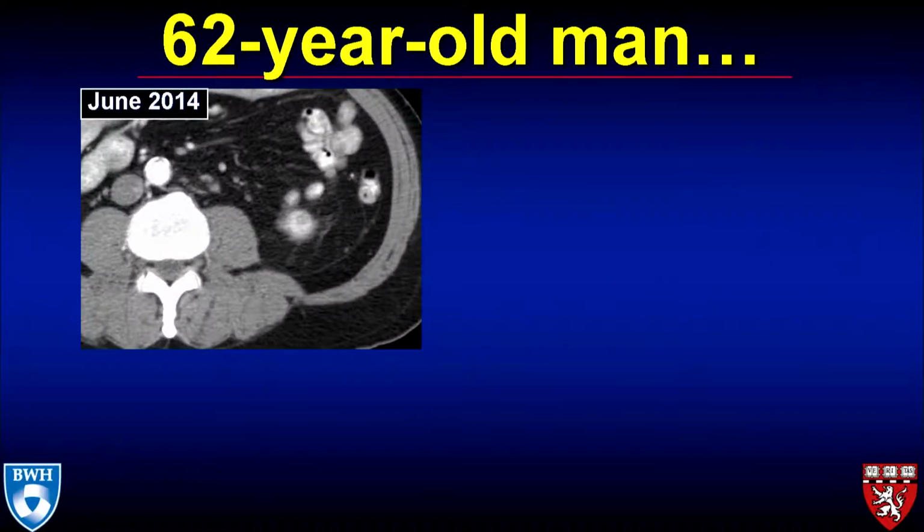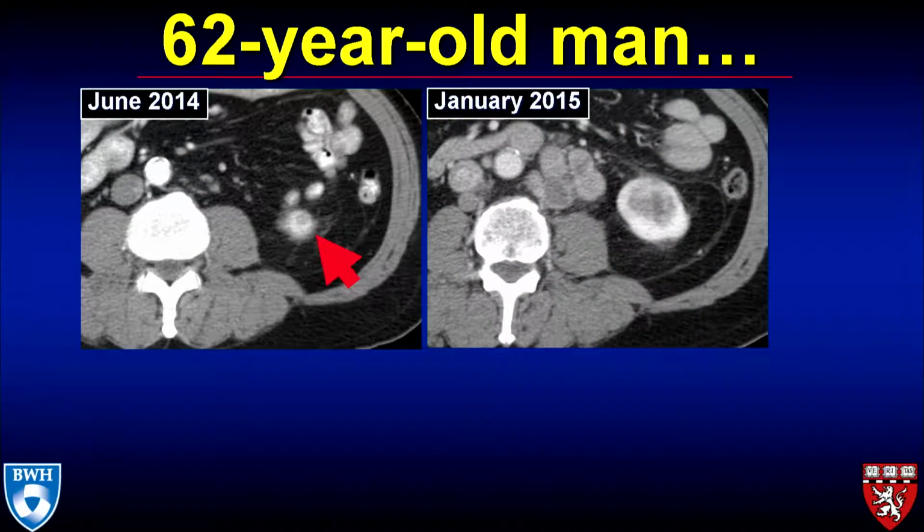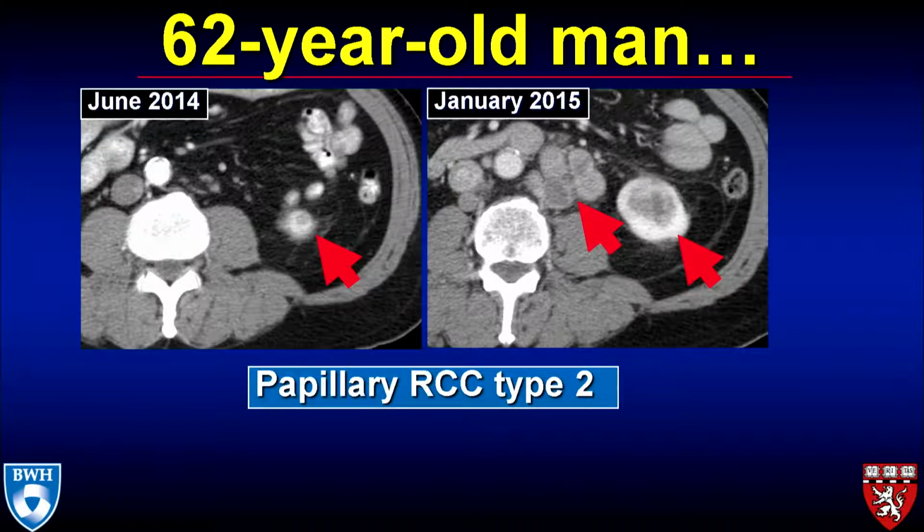But we have this case, this small little renal lesion there. I mean, that's well less than a centimeter. What would you do with that case? Well, this is what it looks like just 6 months later. Okay, this is an aggressive papillary carcinoma type 2 that's already spread to the nodes.